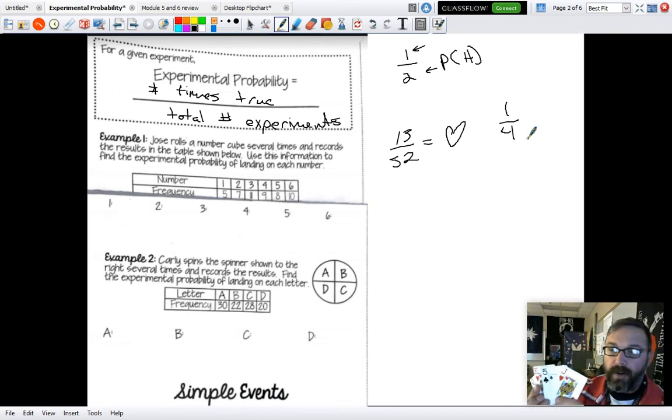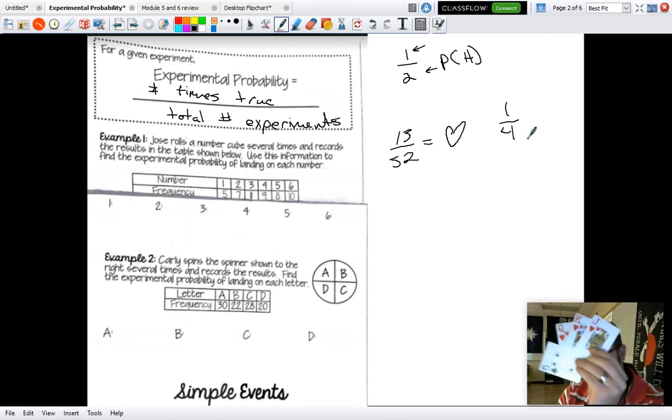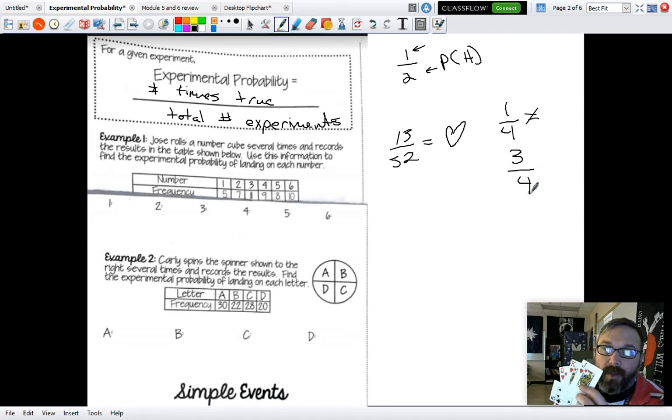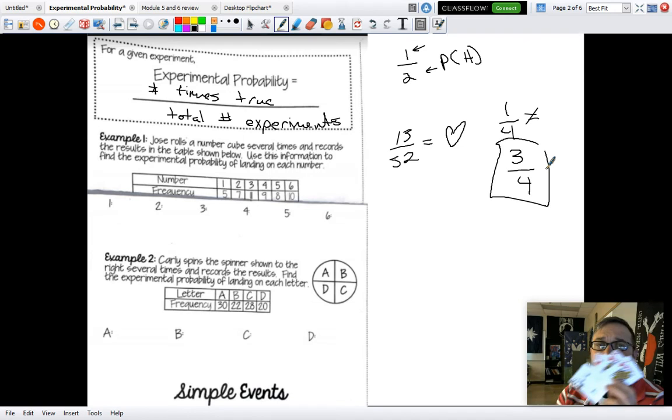So I just pulled 4 cards off the top. I have a Jack of Hearts, a 5 of Clubs, King of Hearts, and Queen of Hearts. So my experimental probability is not 1 out of 4. My experimental probability is 3 out of 4. And that doesn't mean it's broke. That just means in the real world, this is what I got.